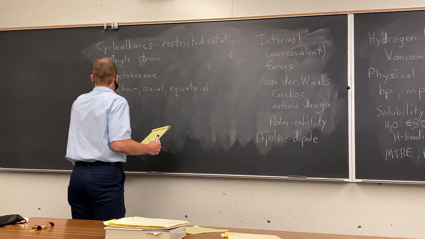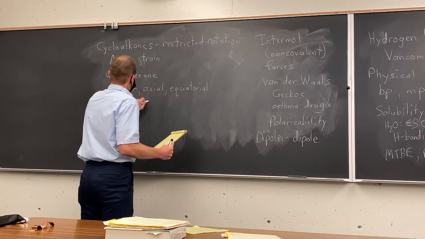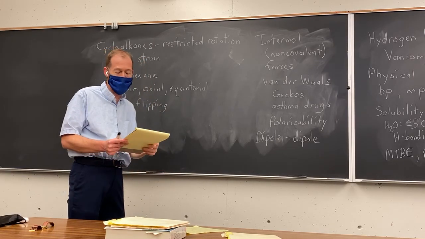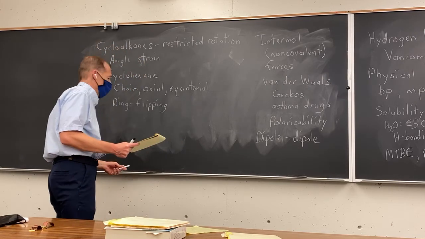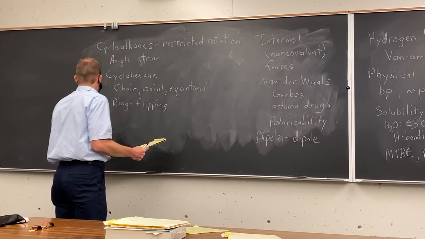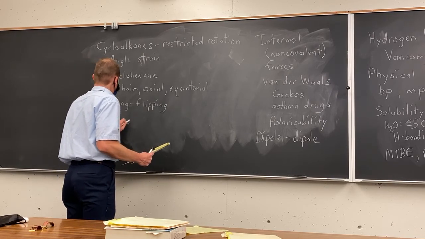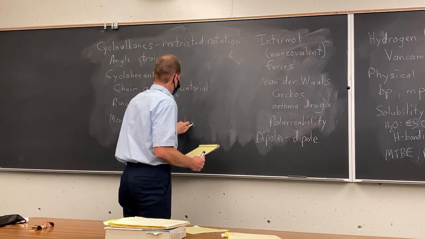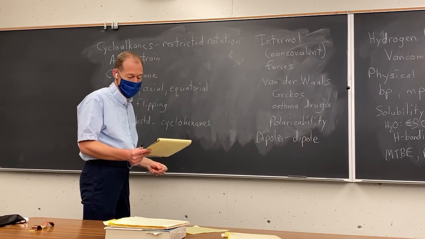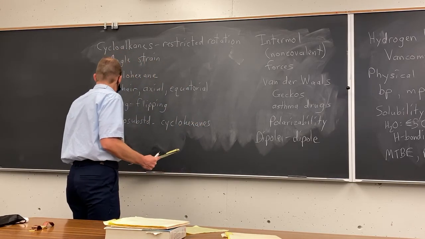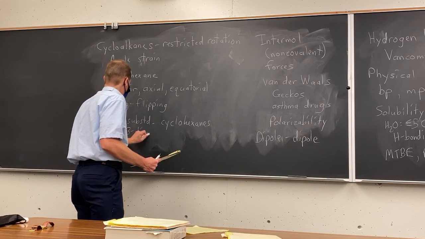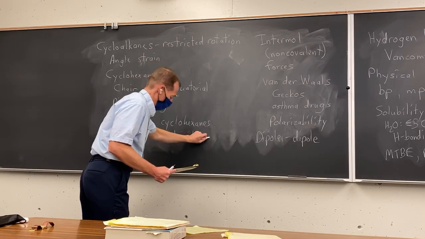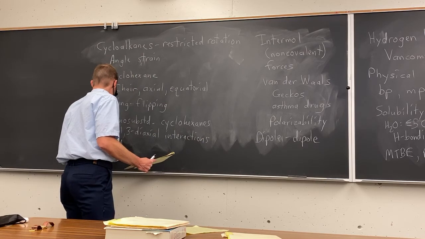There's a process called ring flipping. You should understand conceptually the ring flipping process. We'll go over that in class on Friday. Okay. We'll talk about monosubstituted cyclohexanes, or cyclohexanes with one substituent coming off of the ring. And we'll introduce a couple concepts in conjunction with this. 1,3 diaxial interactions. Okay. And then we'll talk about A values.